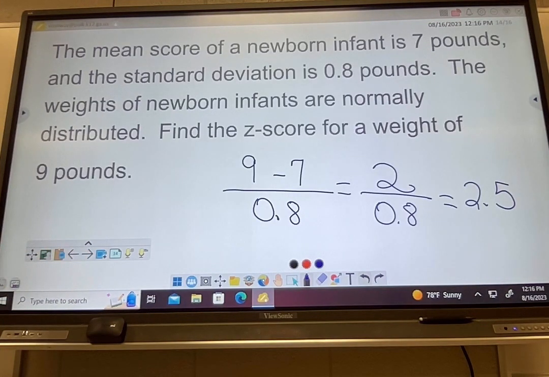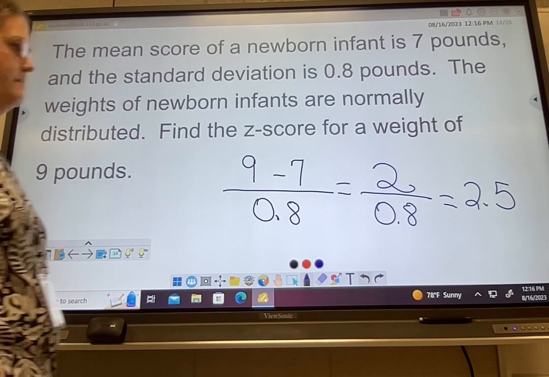All right, this is the first problem. The mean weight of a newborn infant is 7 pounds, and the standard deviation is 0.8. The weights of the newborn infants are normally distributed. Find the z-score for a weight of 9 pounds.